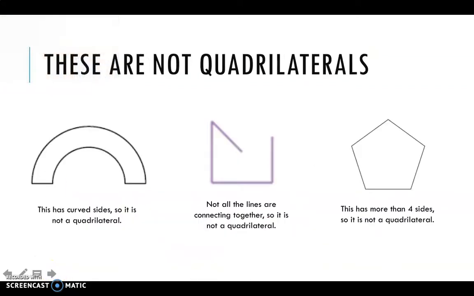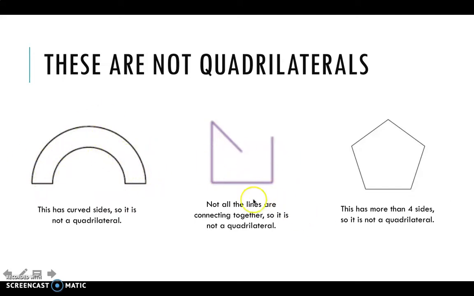Before we move on to that though, there's something that I want to touch upon because these could get a little bit confusing. Sometimes you may think these are quadrilaterals, but these pictures are not quadrilaterals, and let me tell you why. This first one, you might think, oh, it has four sides, so it has to be a quadrilateral, right? Well, it actually is not because it has curved sides. And a quadrilateral has to have four straight sides. So this one is not a quadrilateral because the sides are curved.